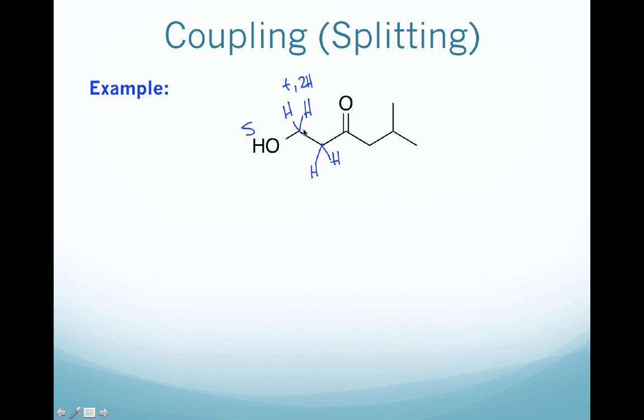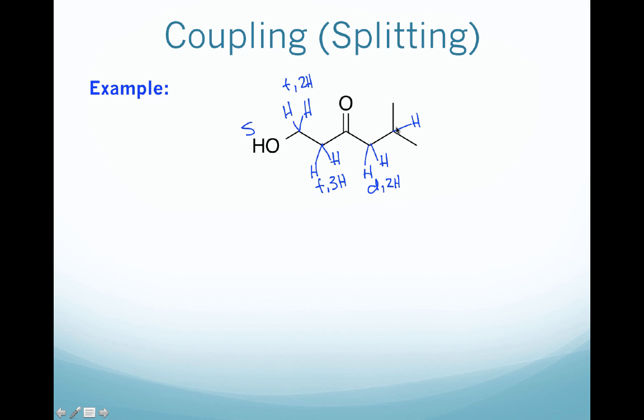This next carbon over, well, it's not coupled to anything on the right because there's no protons here, but on the left we have 2 that it's coupled with. 2 plus 1 is 3, so a triplet for 3 hydrogen. Next we have this CH2 group. Well, it's not coupled to anything on the left, but on the right side we have 1 proton here. 1 plus 1 is 2, so that's a doublet for 2 hydrogen.